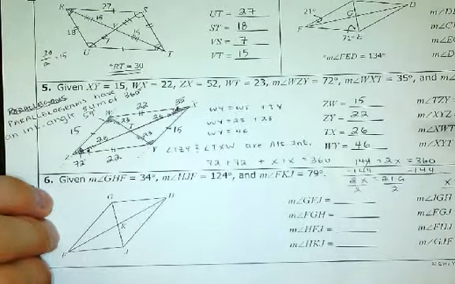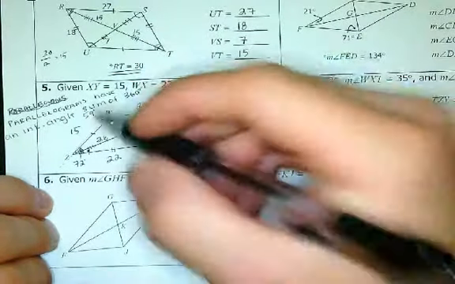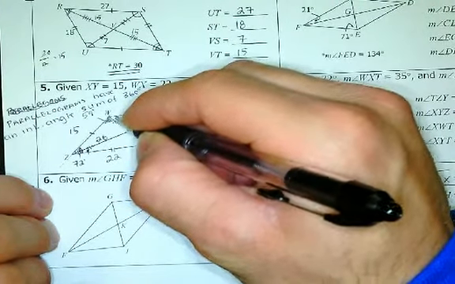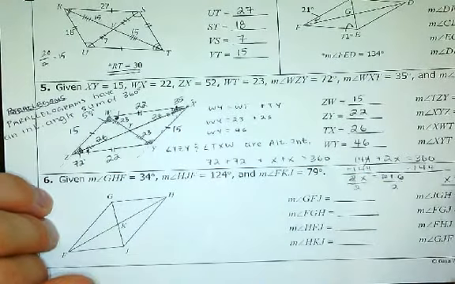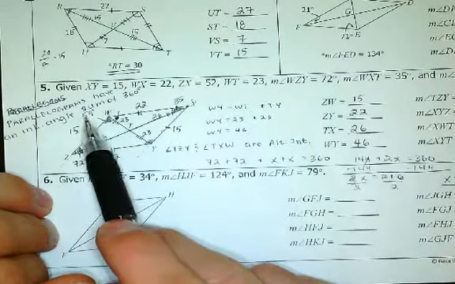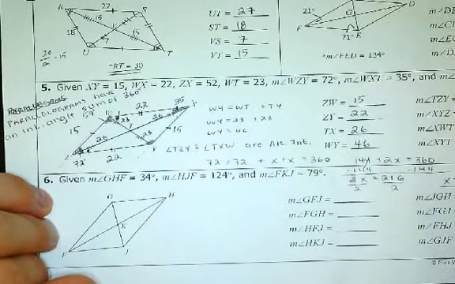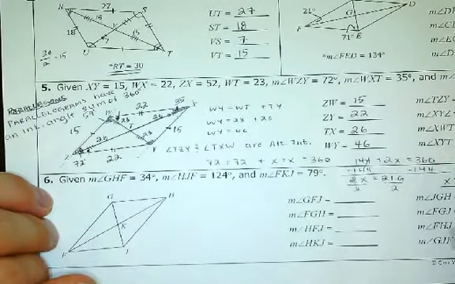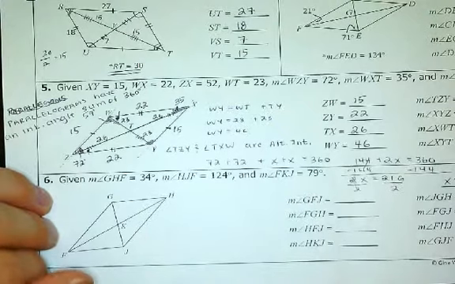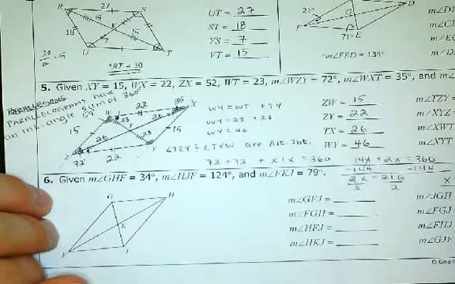XWT. Okay, here's XWT. This guy right here. Okay, we know that this angle has to be 108 degrees. We already got a 59. Let's do 108 minus 59 and see what that gives us. That gives us 49. XWT is 49 degrees.